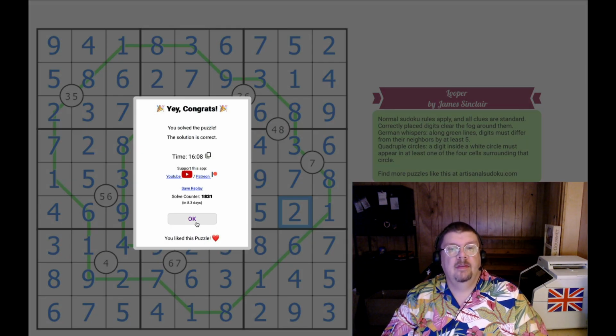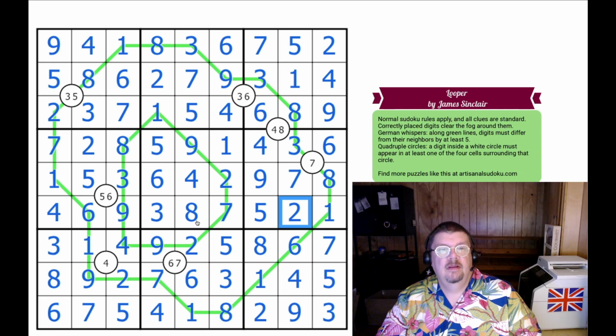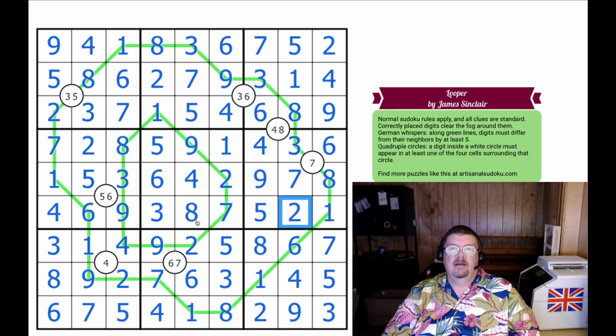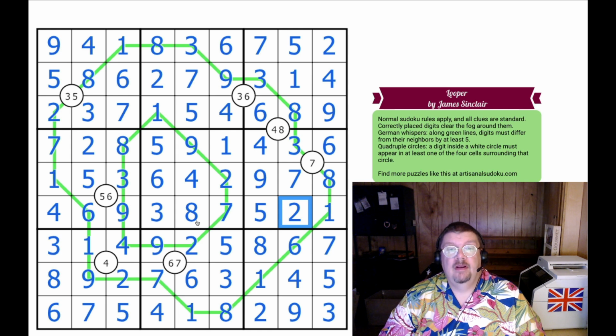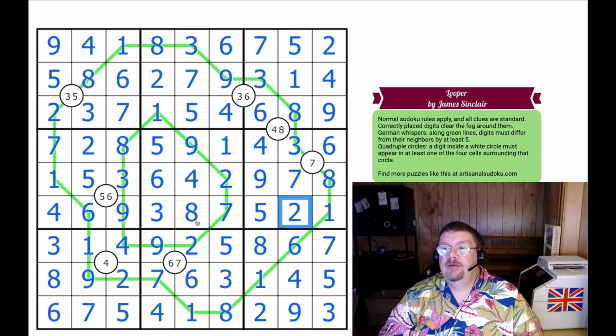Yep, that was a fun, elegant little fog of war puzzle. Nice little break-in, as long as you are sufficiently familiar with how German whisper lines work. Yeah, that was fun. I enjoyed it. I hope you did too.